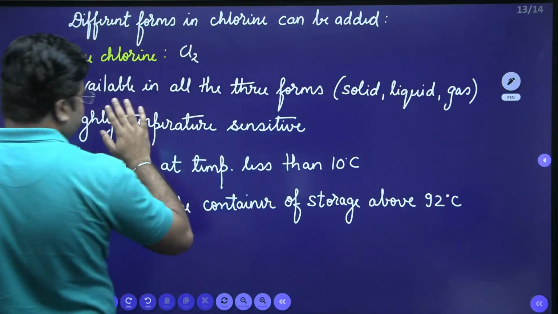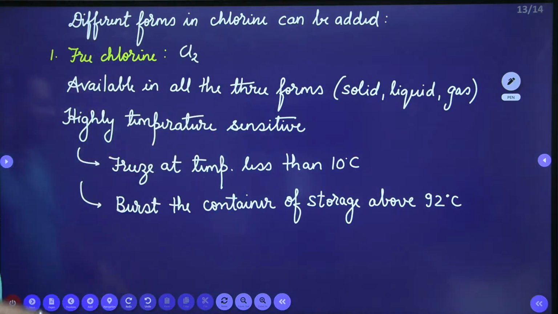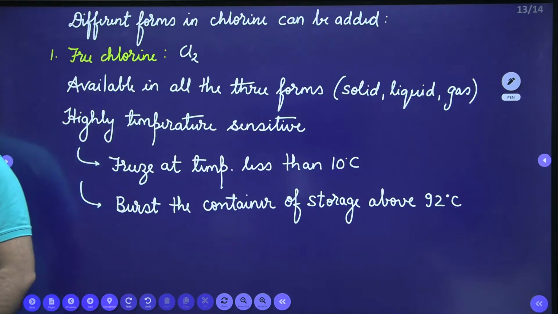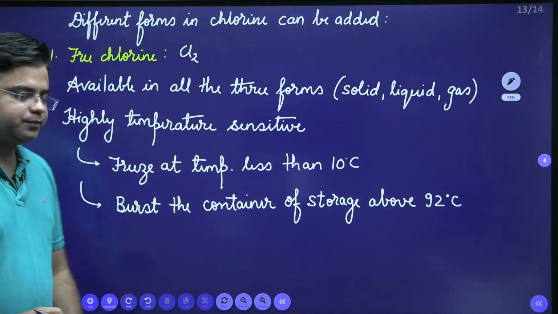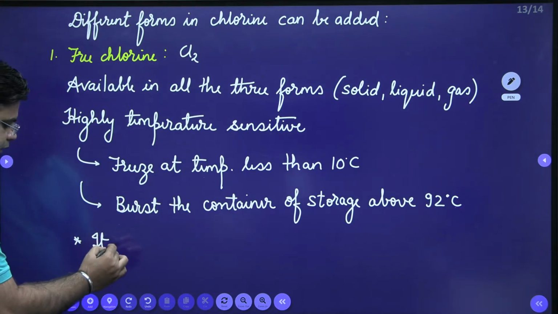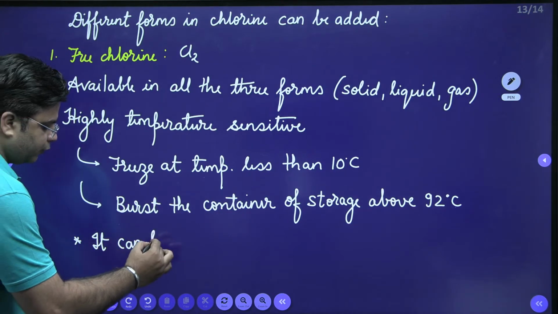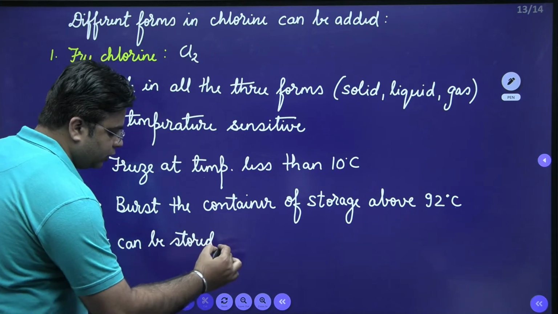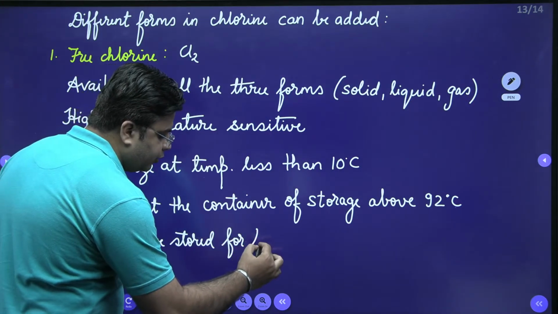So free chlorine is available in all the three forms. It is highly temperature sensitive. It freezes at temperature less than 10 degrees Celsius, and it bursts the container if its temperature is more than 92 degrees Celsius, right? It can be stored for longer duration.